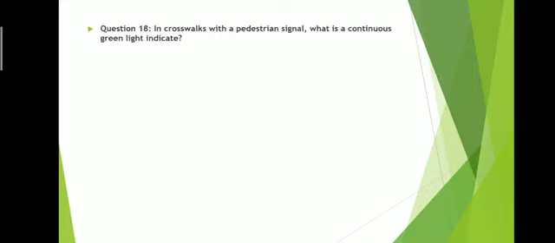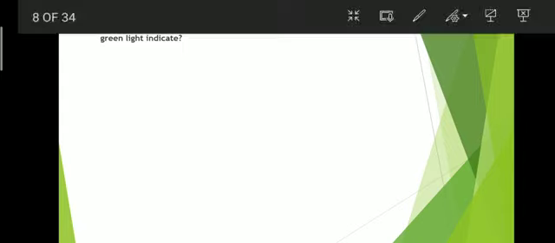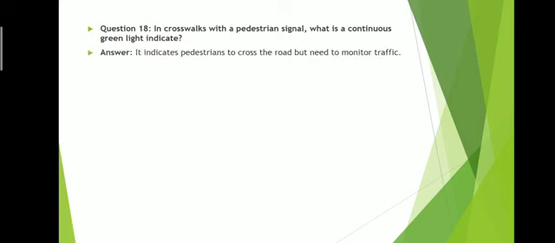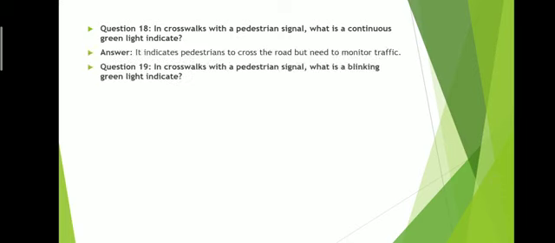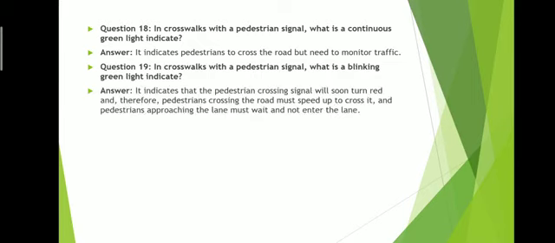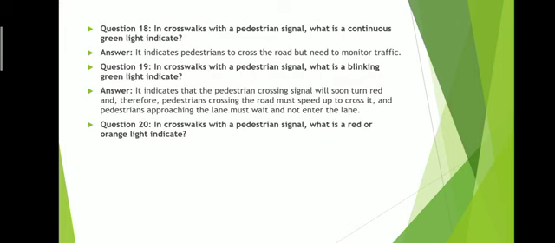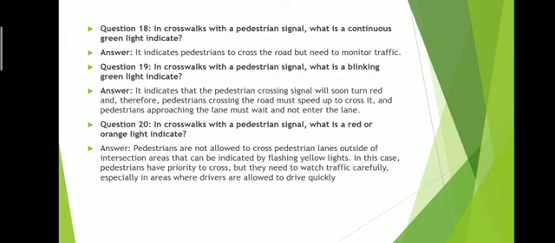You get questions about pedestrian signals. Pedestrian signal: what does green mean? Green means you can cross, but you have to monitor traffic. Now, a blinking green light means you have to cross fast. If you have just approached the pedestrian crossing line, then you should not cross and you should not stop; you should only cross if it is a steady green light. With a blinking green light, if you are in the middle, you have to go fast. If it is a red or orange light, you should not cross.